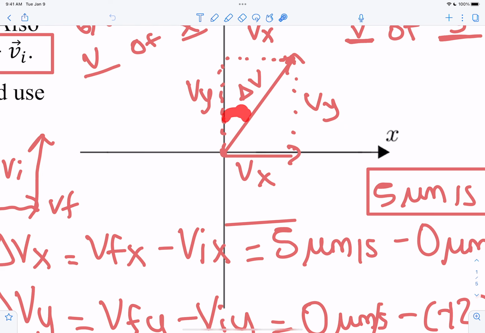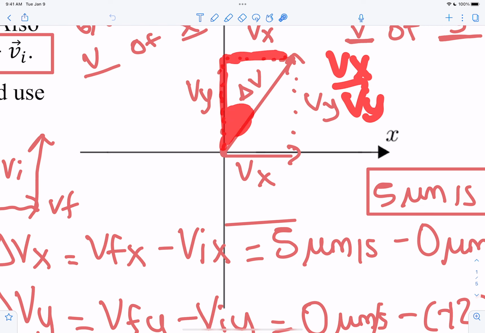Now, if I was looking at this angle, the side opposite to it is Vx, and the side adjacent to it is Vy. So in that case, it would be Vx over Vy if that was the angle in question right here. Does that make sense?